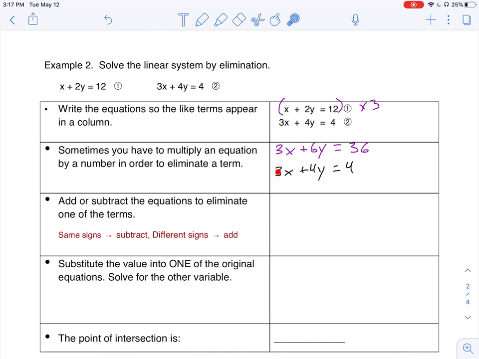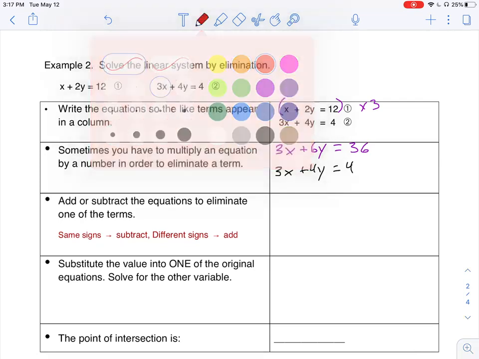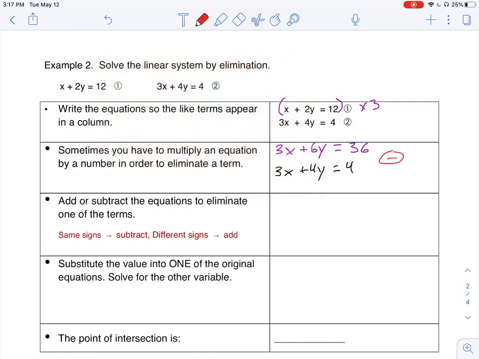They both have the same sign, they're both positive, so I need to subtract one equation from the other. So when I subtract one equation from the other, I end up getting, well, 3x minus 3x is 0x. 6y minus 4y gives me positive 2y. 36 minus 4 gives me a value of 32. Now I can solve for my y, which is then 16, by dividing both sides by 2.